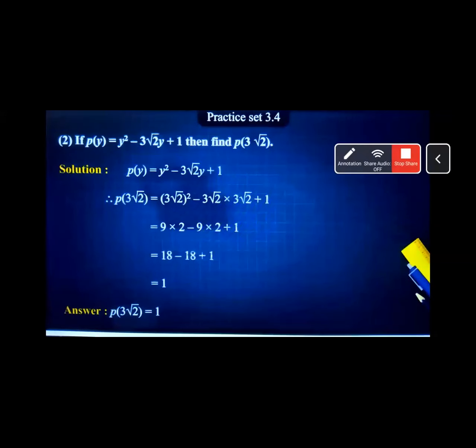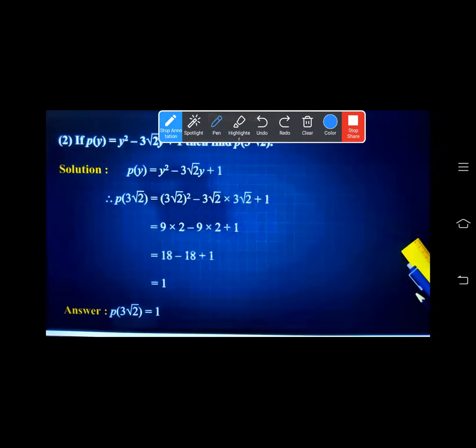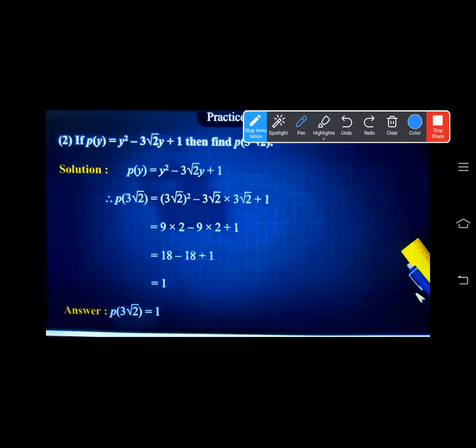Our next question is, if P of y is equal to y square minus 3 root 2y plus 1, then find P of 3 root 2. So you have to put 3 root 2 at the place of y. That means you have to replace y with 3 root 2. P of y is already given, and P of 3 root 2 you have to find out.